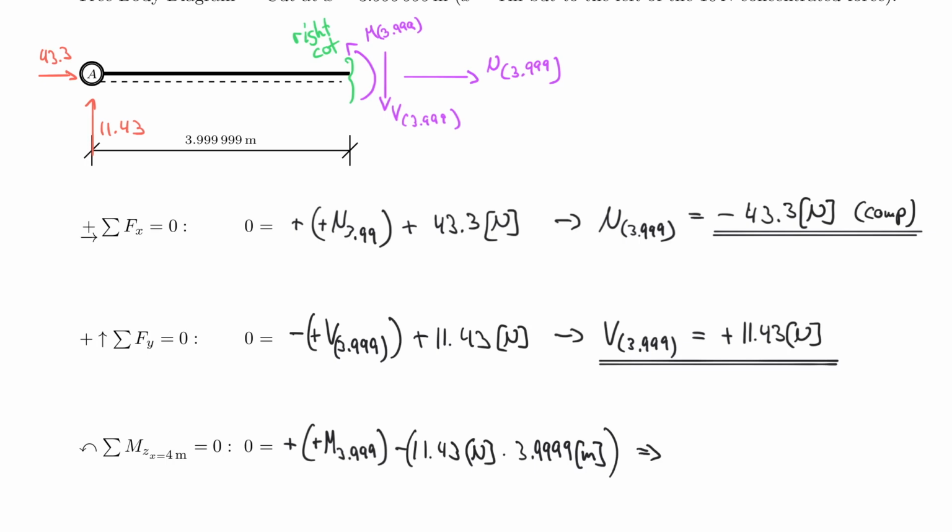So therefore I know now that my moment at 3.999 is equal to positive 45.72, and that is, of course, in Newton meters. And the positive here now doesn't tell you clockwise or counterclockwise. It technically does tell you that, but we are dealing with internal forces, so we're not flipping anything around anymore. So I'll say that again. We just state either if it's a negative or a positive.